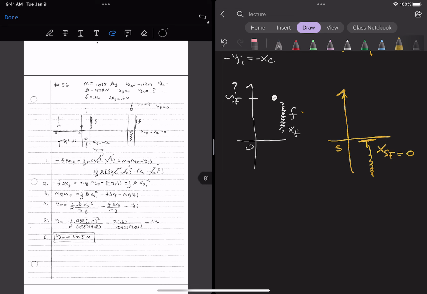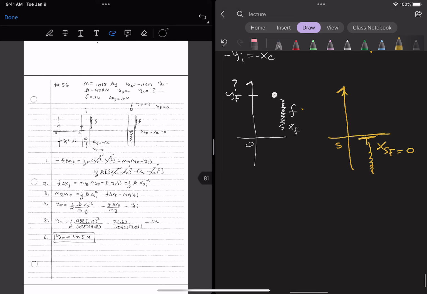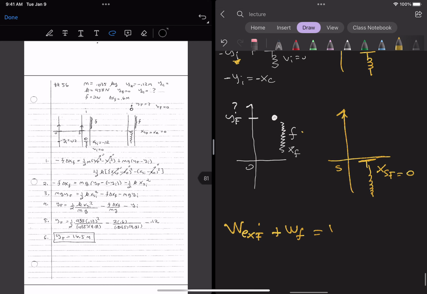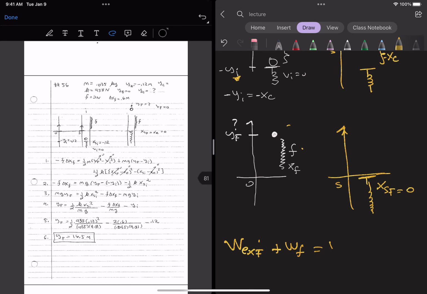So now we have all the terms that we need, so we can go back to the conservation of energy equation. Let me just write down conservation of energy again. The full equation is work done by external force plus work done by friction is going to equal... I forgot to mention here, at the maximum height, final velocity is also 0.